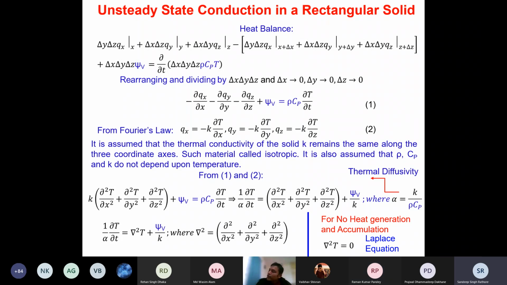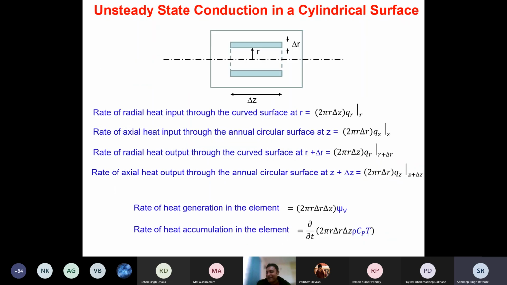So let's make our life a little bit more complicated. Let's move to the cylindrical geometry. So far we were looking at only the flat slab as a rectangular surface. Now let's look at the cylindrical surface. This is the system shown here. There is a cylindrical object, and in this cylindrical object we are looking at the heat transfer in all directions, and also at the heat generation and the accumulation term.